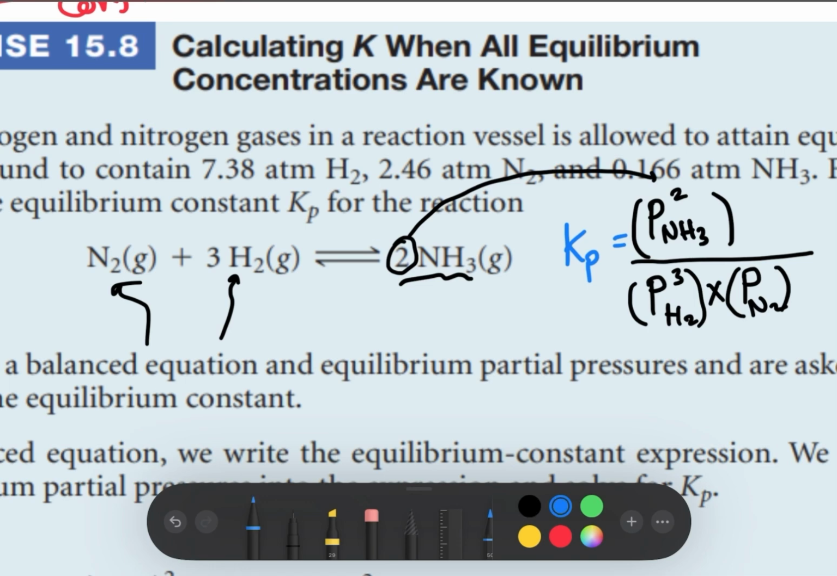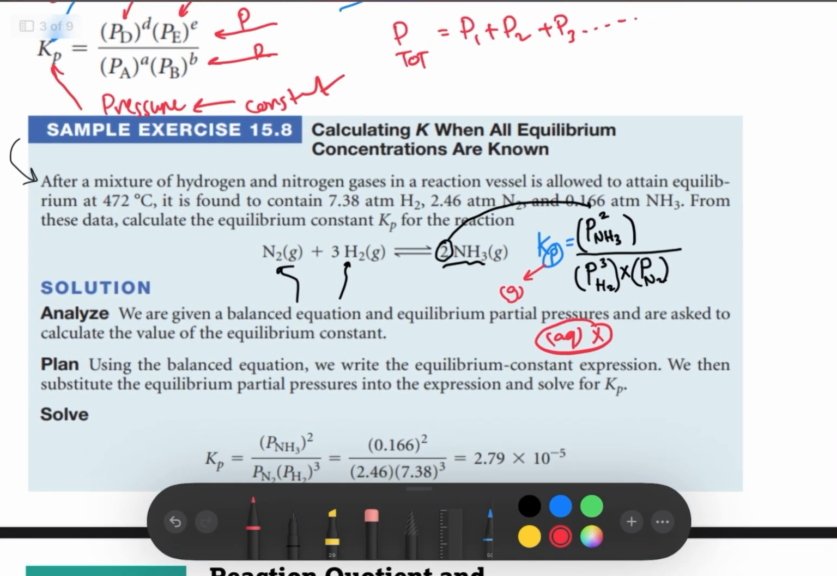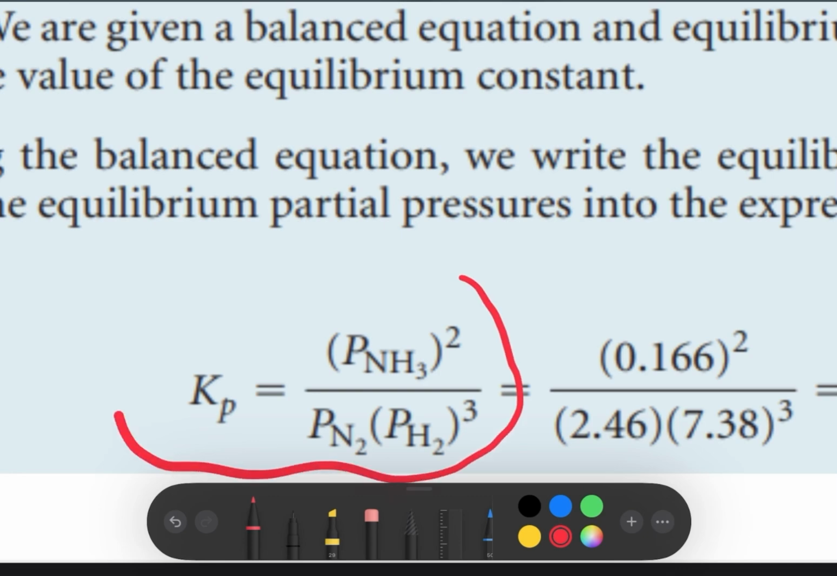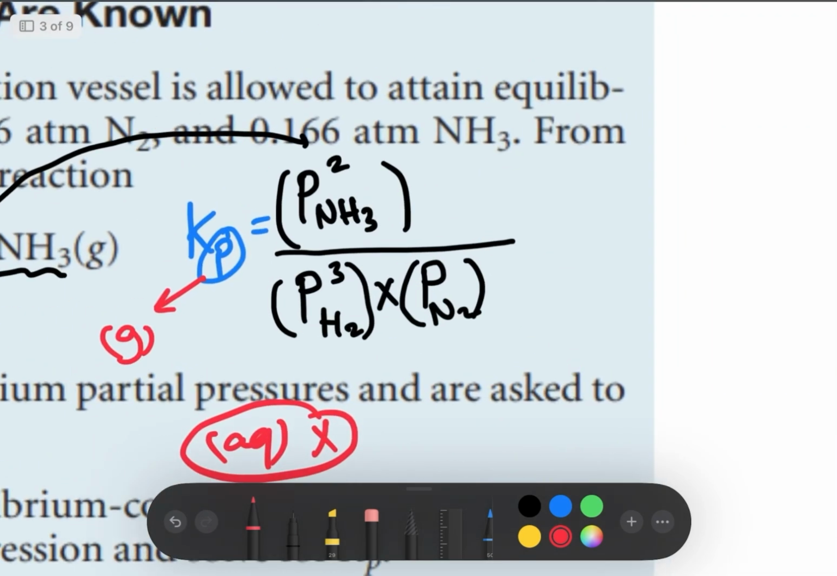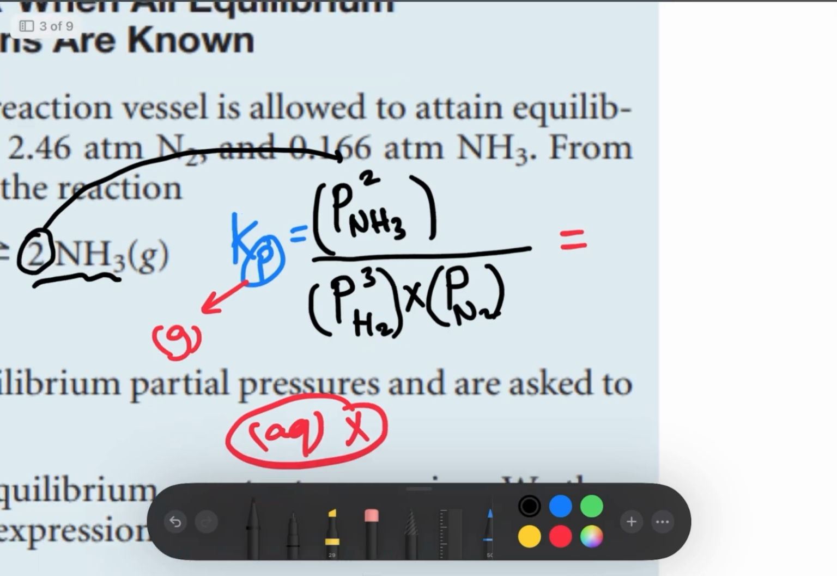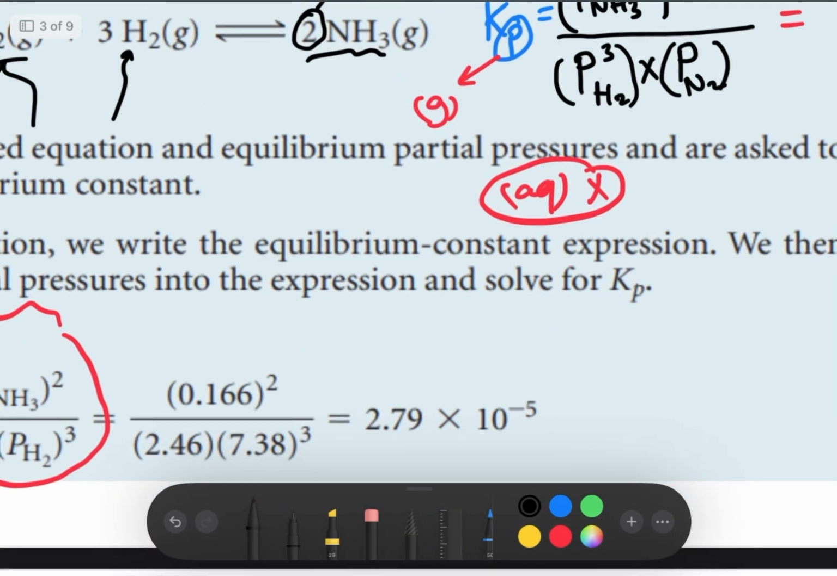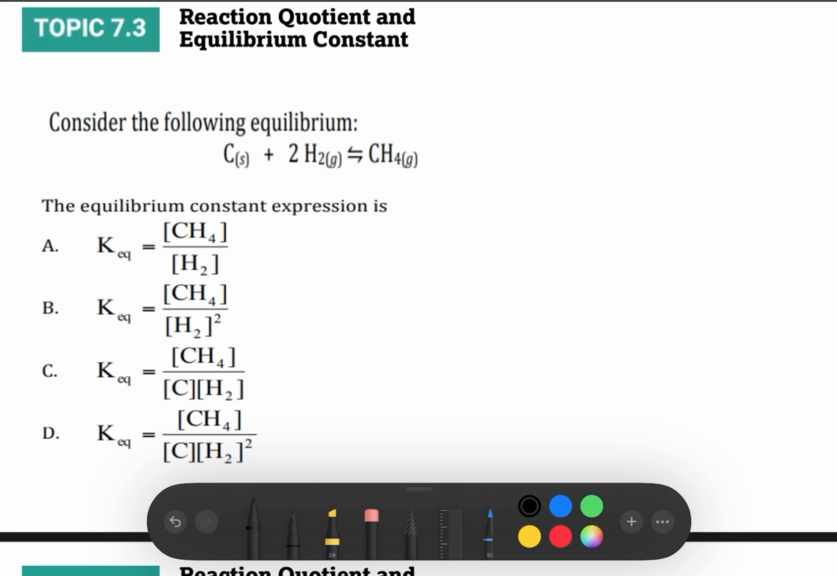And keep in mind, since you're dealing with Kp, which means pressure, the products and reactants must be in a gaseous state. Do not accept the aqueous form in Kp, because aqueous is not a gas. So this is the expression of Kp. Now, if you want to substitute the values of the partial pressure of ammonia and hydrogen, you can see down below these are the pressures given in the question. You have to substitute them carefully. We have to start solving these questions. You can pause the video and test your knowledge.